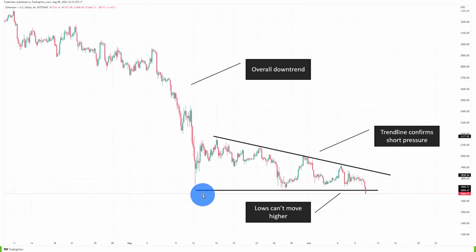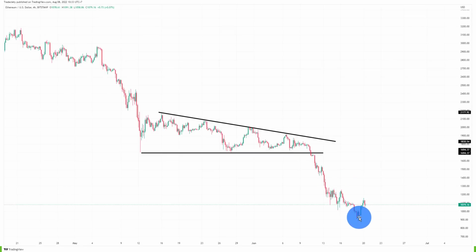And also we have a horizontal support level. So the market keeps pushing into the same level here over and over again. And that's a very bearish signal. And then you can see afterwards the market followed through. After the consolidation, we go back to trending mode.